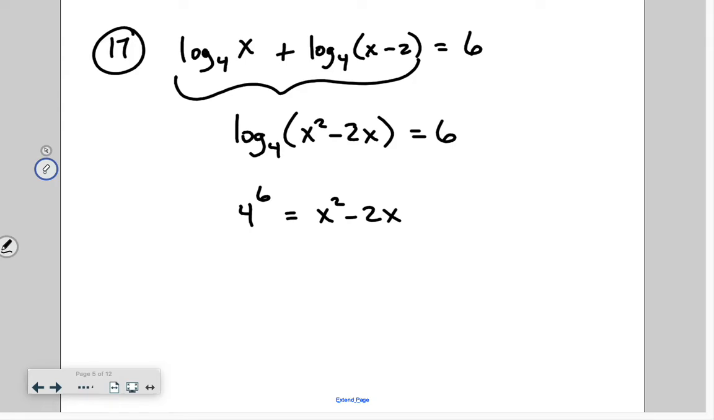4 to the 6th power, correct me if I'm wrong on this one, but I believe is 4,096. Okay, I only know that because I've done it in the other classes too. So 4,096, which I would then subtract to the other side. And now you're right back to a quadratic equation again, which you can either factor or, based on the answers, this turns out to be another quadratic formula problem. Okay? One answer ends up working, the other one ends up being extraneous.